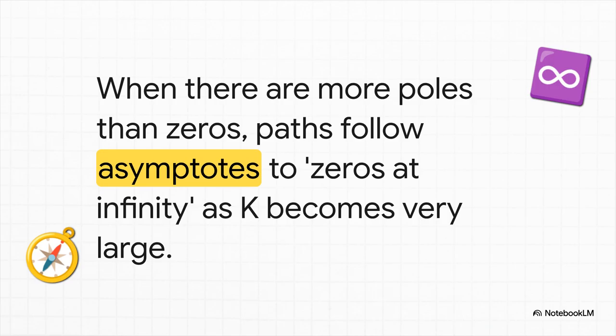Okay, so what happens if we have more poles than zeros, more starting points than destinations? Well, those extra paths can't just stop. They have to go somewhere. So they travel out towards zeros at infinity.